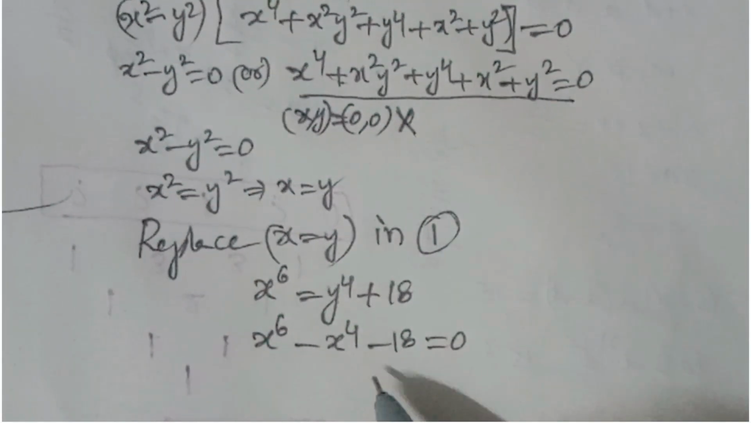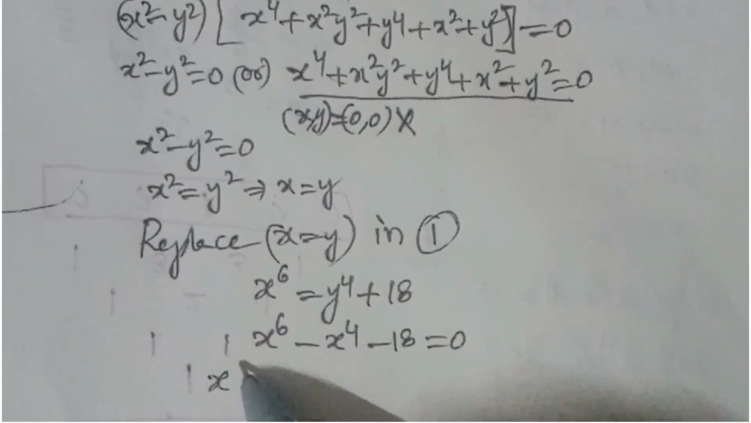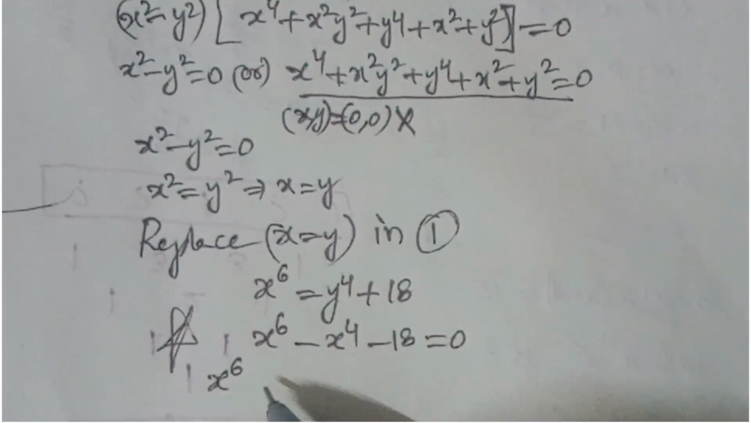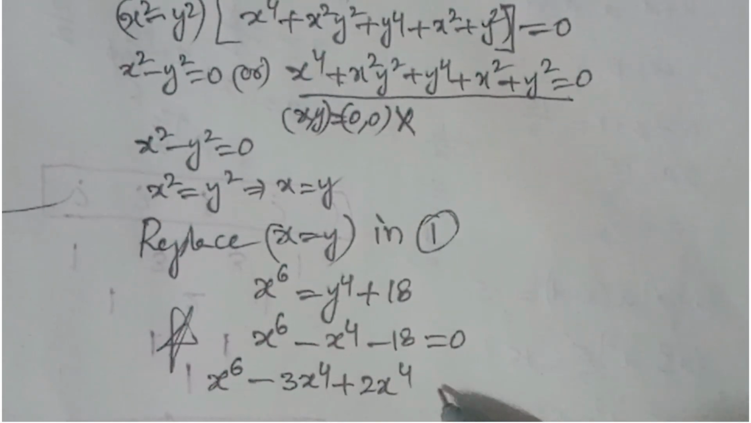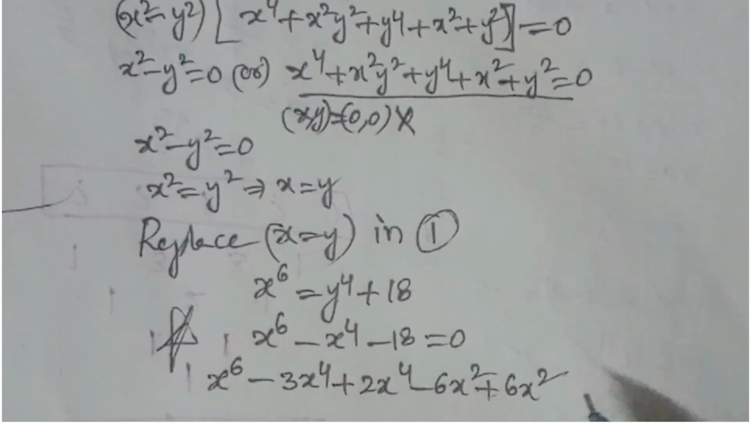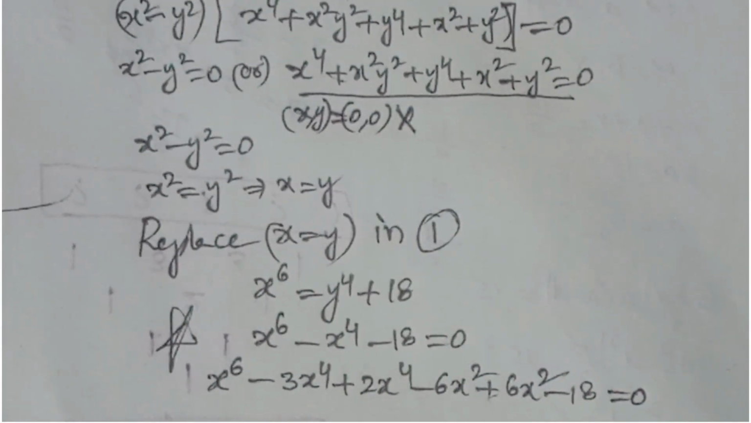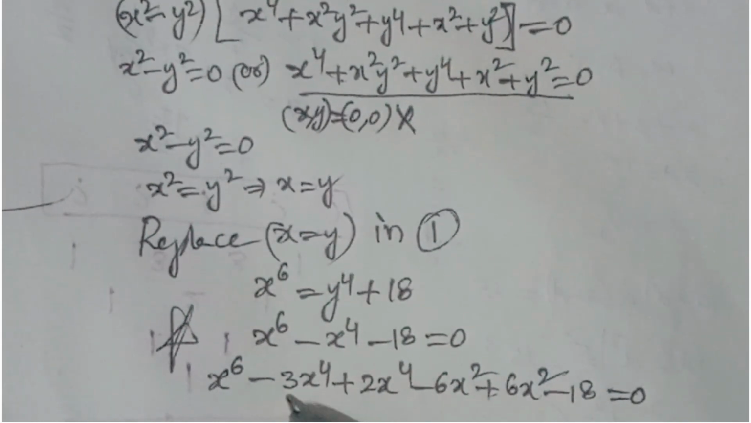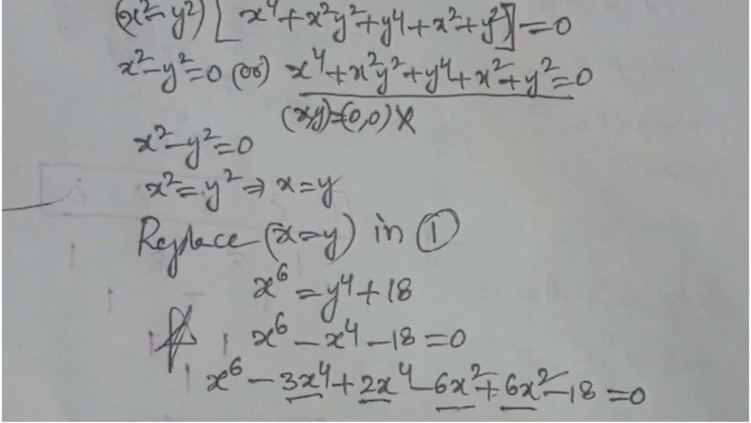So here we are doing some adjustment. This is the only logic in this problem. x power 6 minus 3x power 4 plus 2x power 4 minus 6x square plus 6x square minus 18 equal to 0. So the equation won't change. Here adding 3x power 4 and subtracting, and adding 2x power 4. Here minus 6x square, subtracting and adding 6x square.